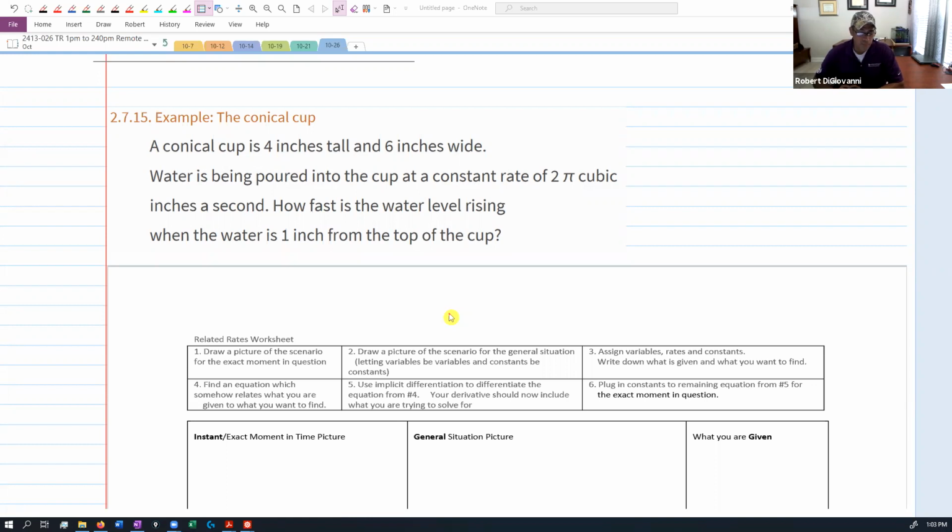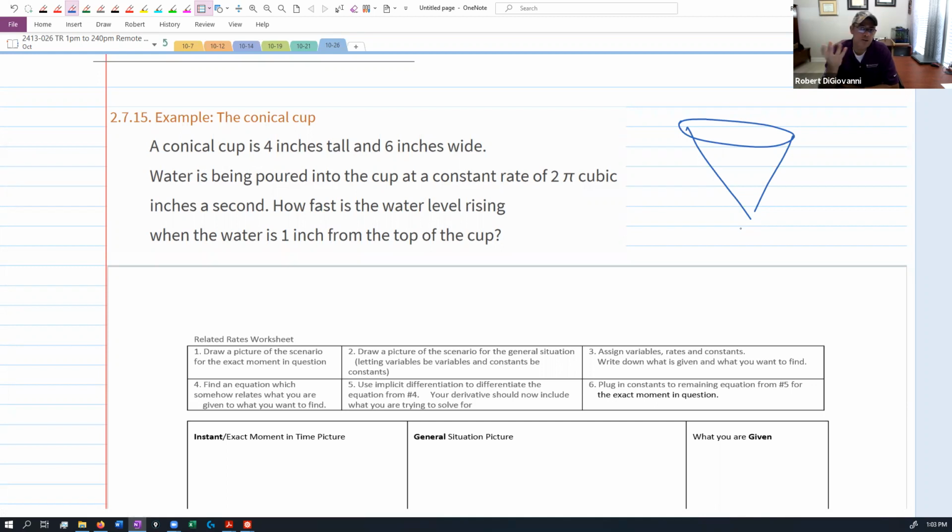All right, here we go. The conical cup problem. So we have a conical cup. A conical cup is a cup that looks like a cone, like this. It is 4 inches tall, 6 inches wide. So 4 inches tall, 6 inches at the top. Water is being poured into the cup at a constant rate of 2 pi cubic inches per second. How fast is the water level rising when the water is 1 inch from the top of the cup?